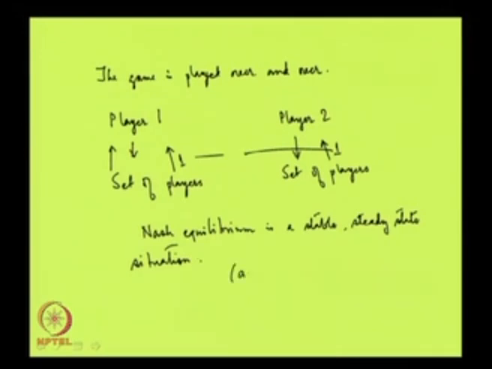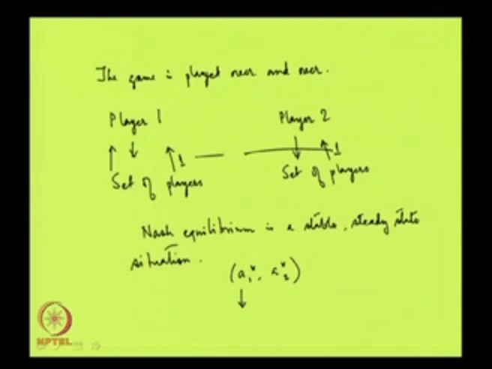So suppose this is the Nash equilibrium, this is the pair of actions which has been played before, and since this has been played before, whenever the player in player 1's position comes to play, he knows that player 2 is going to play A2 star. And since he knows that A2 star is going to be played, his optimal action is A1 star. So he continues to play A1 star, and the same logic holds for player 2, or whoever is in player 2's position. So that is why we call Nash equilibrium a stable steady state outcome.